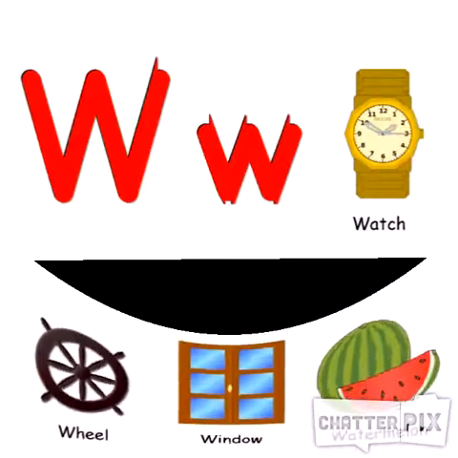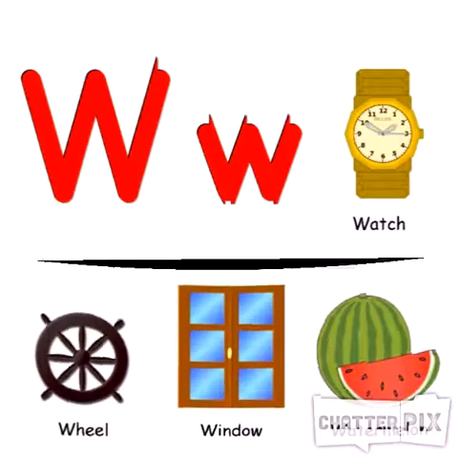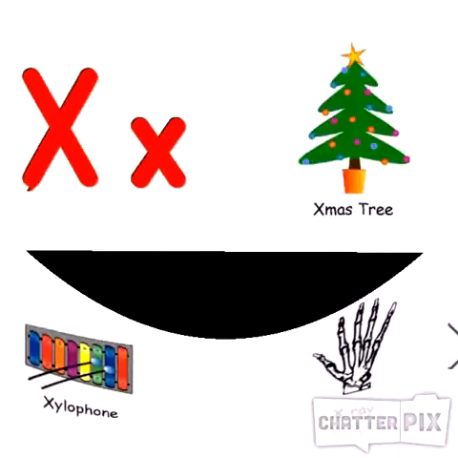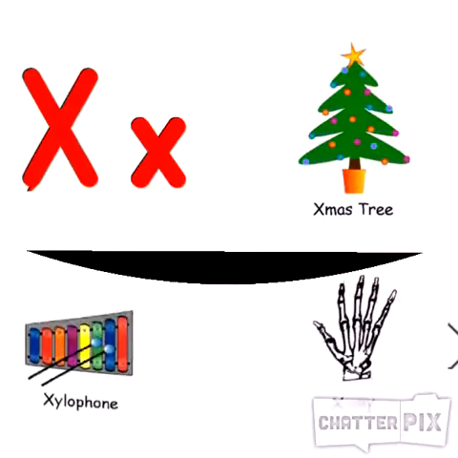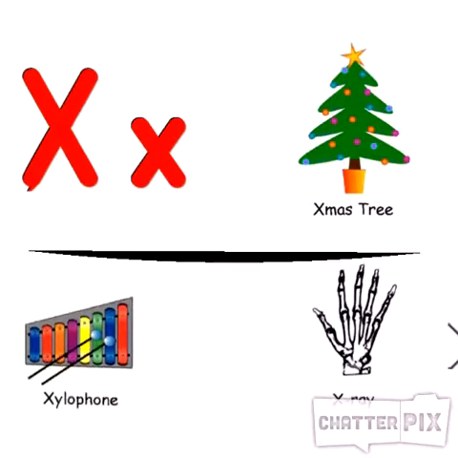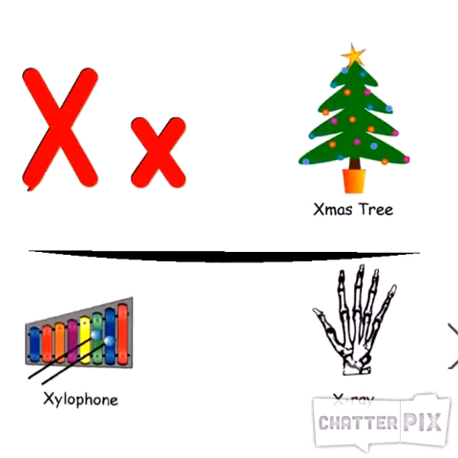Wa. Watch, wa. Wheel, wa. Watermelon, wa. Window, wa. Now children, after letter W, the next letter is X. And the sound of letter X is cuss.